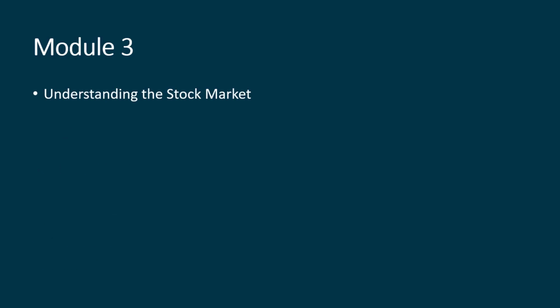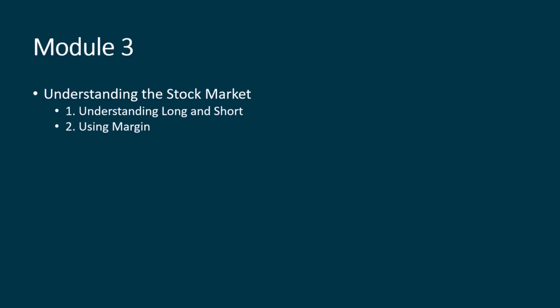In Module 3, I go through understanding the stock market, where I'll talk about long and short. Long is where you want to buy low and sell high. Short is where you sell high and buy low, and that confuses a lot of people if it's new to you, and I go through and give some examples about that.